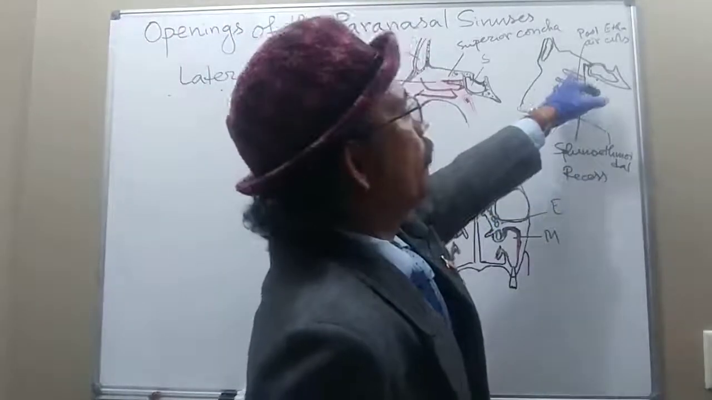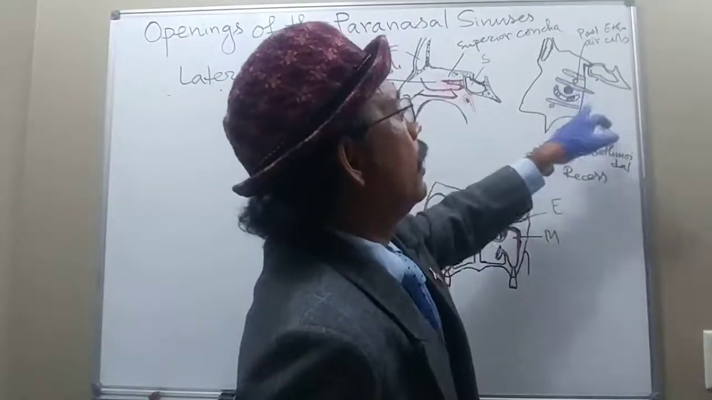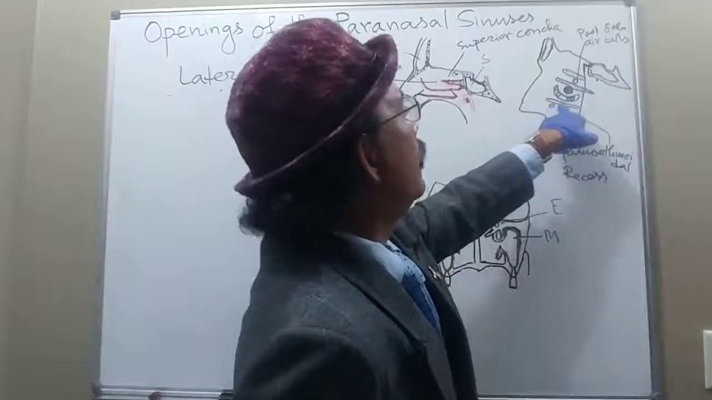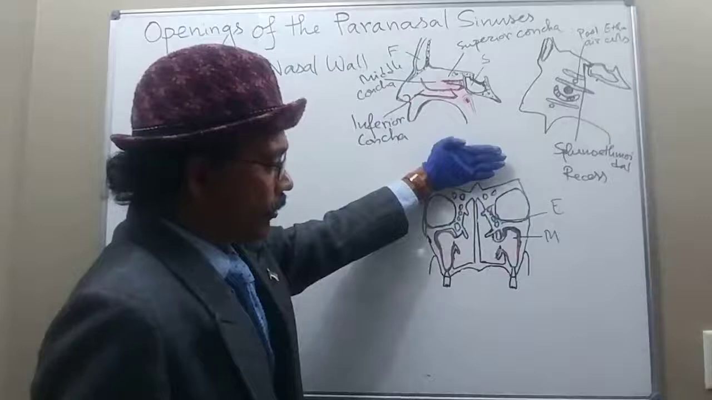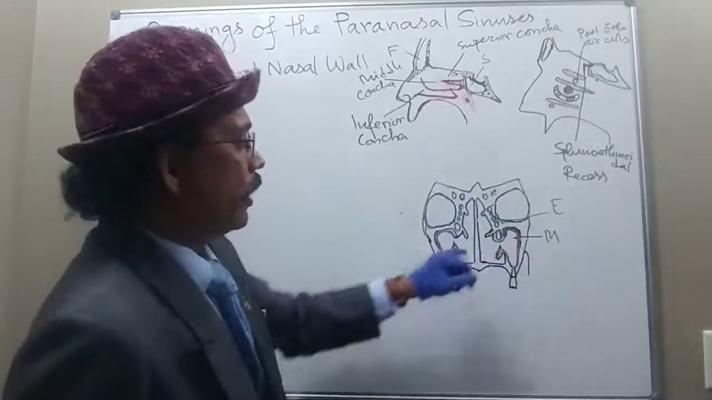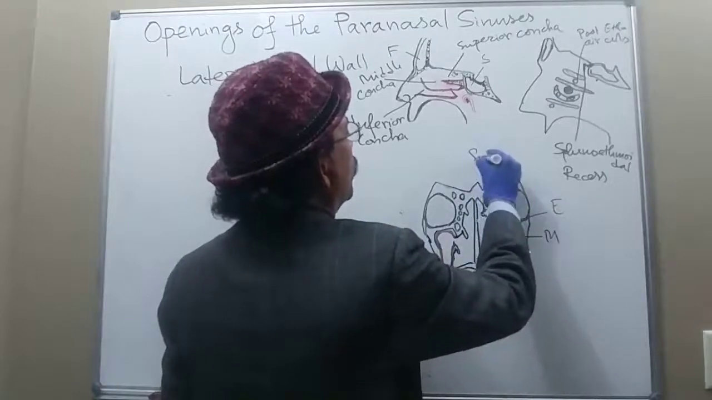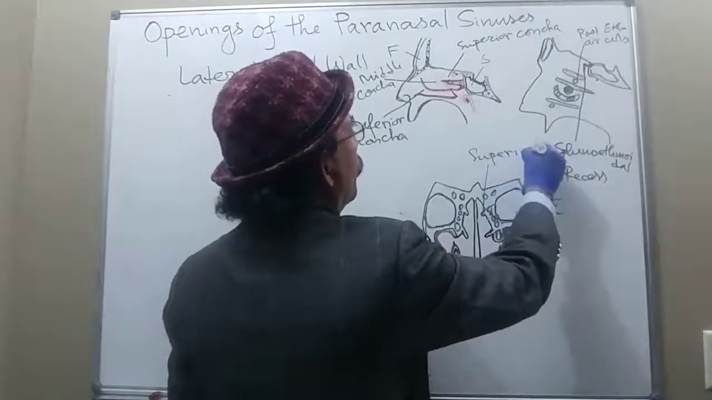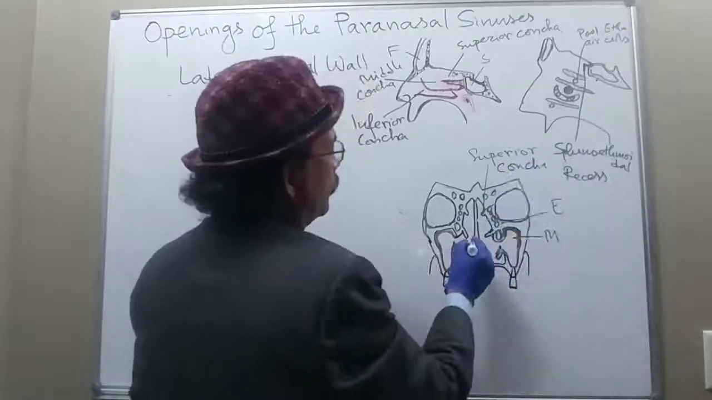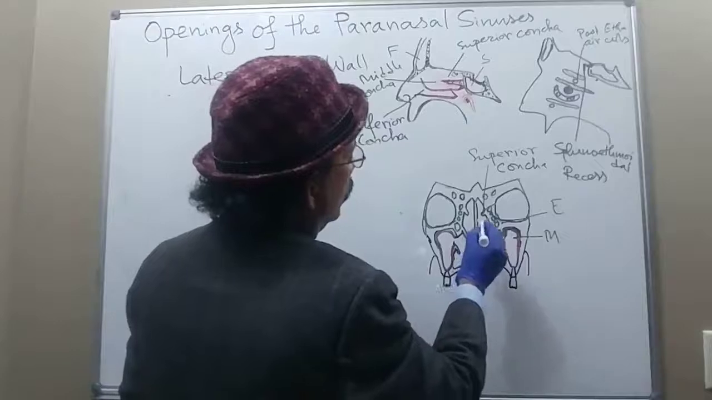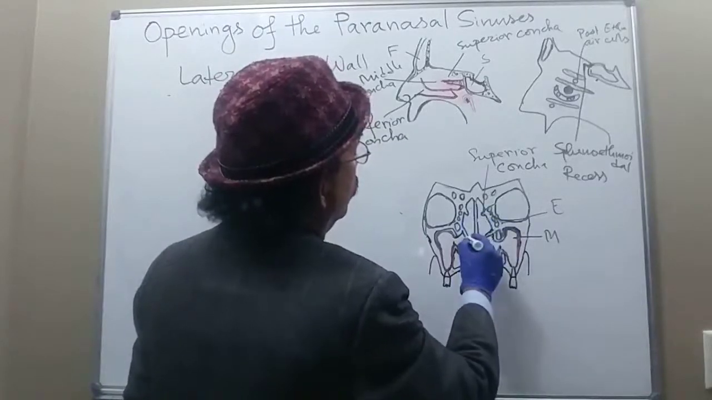This is the cut section of the superior concha, the cut section of the middle concha, and the cut section of the inferior nasal concha. This is the coronal section of the nose. We get the superior concha here, and this is the middle concha.